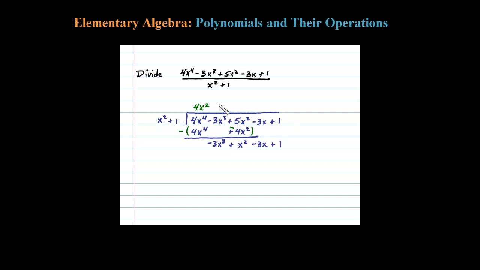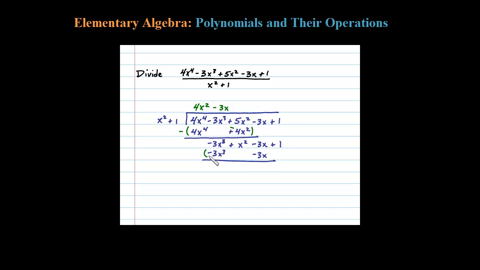So now the question is, what times x squared is equal to negative 3x to the third? Well, we're going to choose negative 3x. Negative 3x times x squared is negative 3x to the third. Okay, negative 3x times 1 is minus 3x. Again, I left some space to line up the like terms.